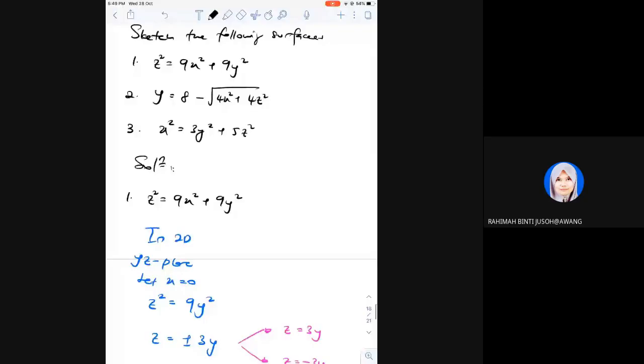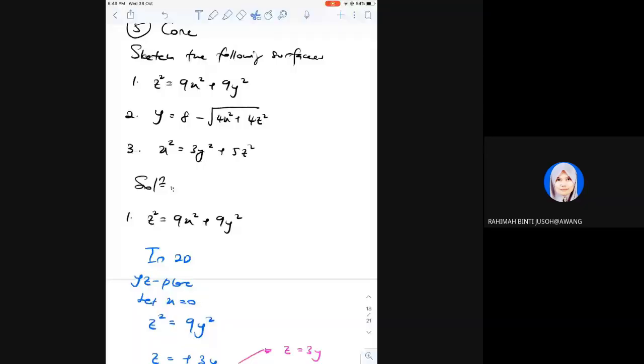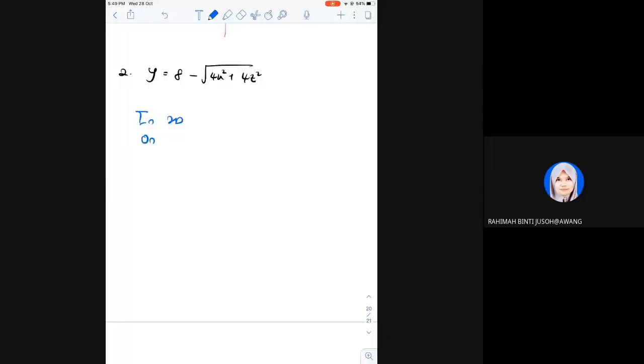So next, question number two. This is interesting. So in 2D, on the YZ plane, again we let x equals to zero. Therefore y equals to 8 minus the square root of 4z squared.